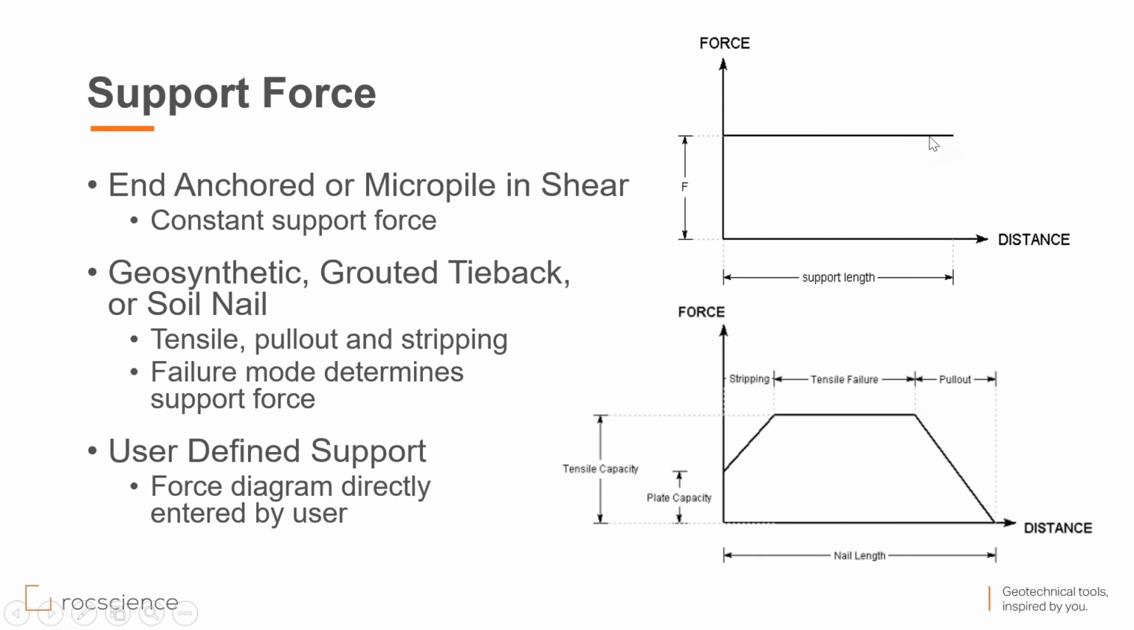For something more complicated, like a soil nail, we consider 3 different failure modes: stripping, tensile failure, and pullout. So stripping describes a situation where the slope has failed, but the support remains intact in the slope. Tensile is self-explanatory, and pullout describes the situation where the slope fails and pulls the support out with it. So basically, we consider all 3 failure modes, depending on the support, and take the lowest force out of the 3 to consider the worst case.